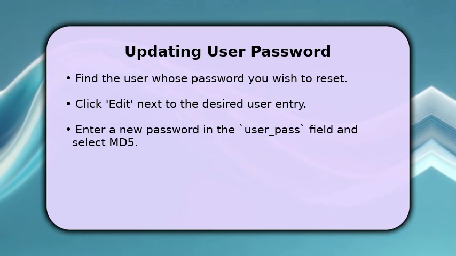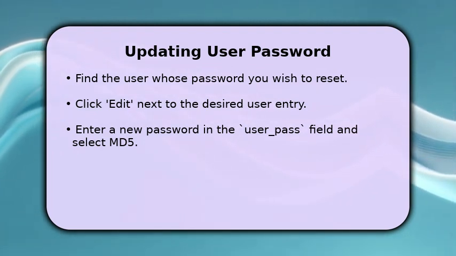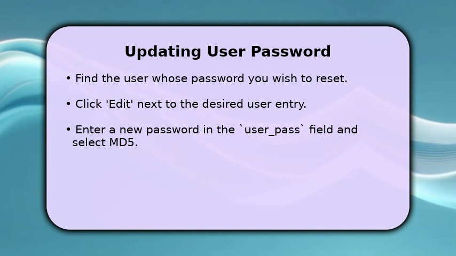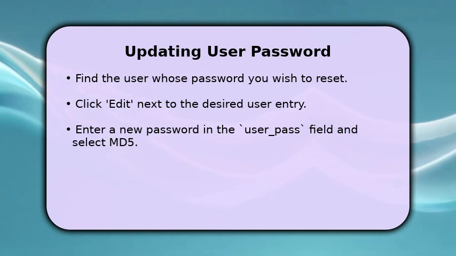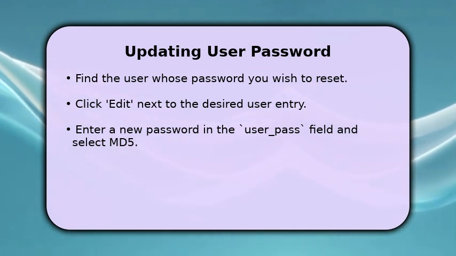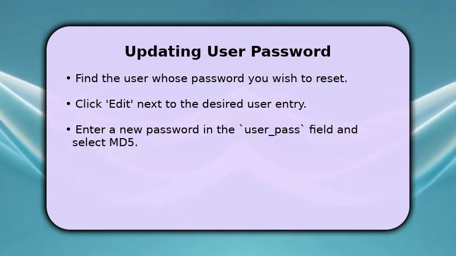Find the user account for which you want to reset the password. Click the Edit button next to that user's row. In the user_pass field, delete the existing value and type in your new desired password. Crucially, select MD5 from the function drop-down menu before saving your changes. This encrypts your new password.